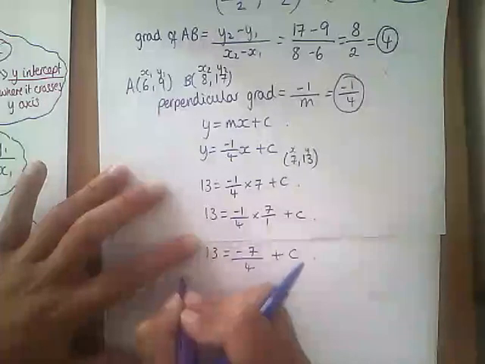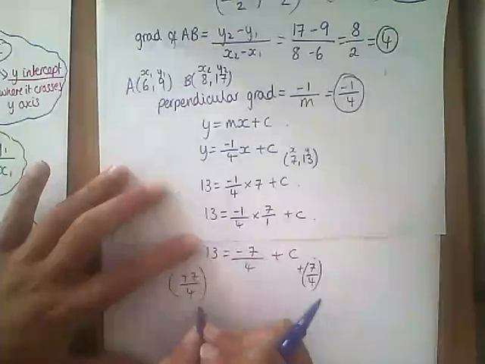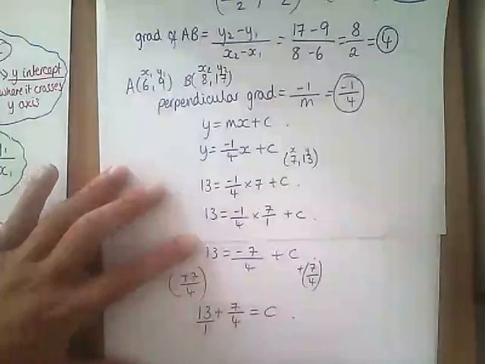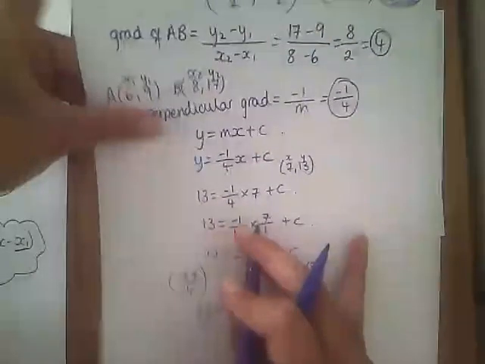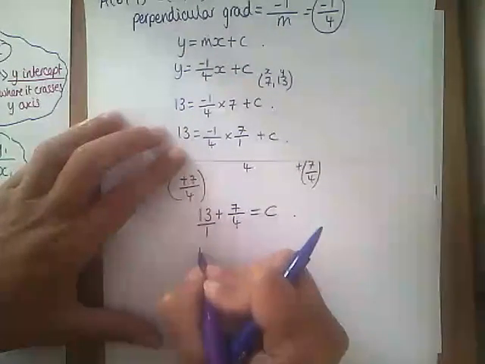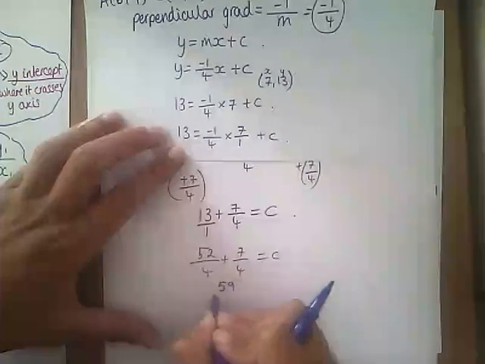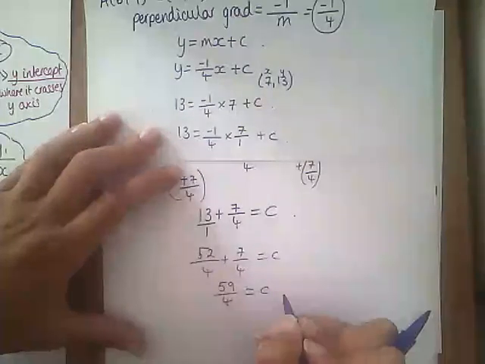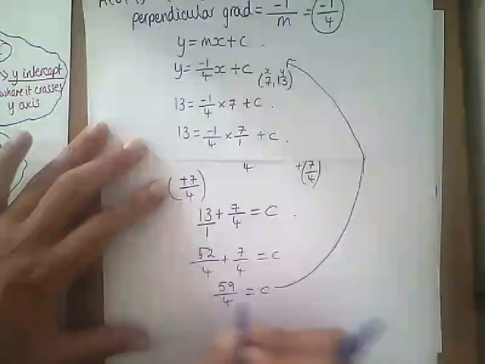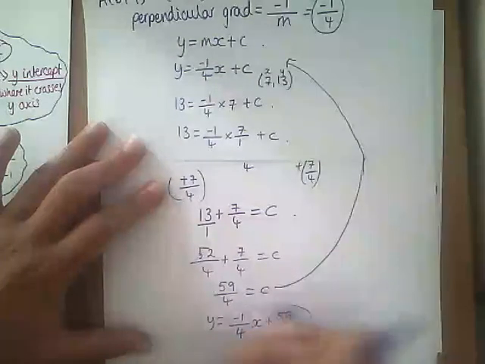How do I get that onto the other side? I plus it, so I'm plussing 7 over 4. So I've got 13 plus 7 over 4 equals c. 13 is the same as 13 over 1. How do I add fractions? Common denominator. So 13 times 4 is 52. So it's 52 over 4 plus 7 over 4. So that makes 59 over 4. What is my equation of a straight line? Pop it back into this equation here. So it is y equals minus a quarter x plus 59 over 4.